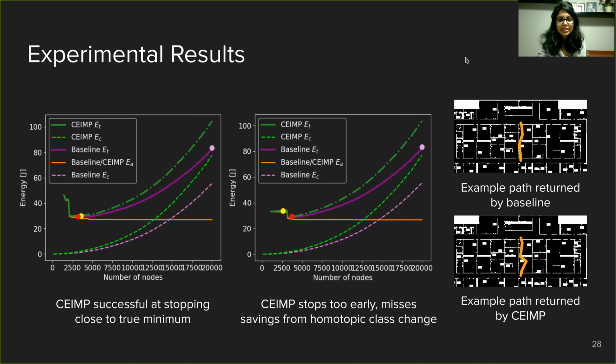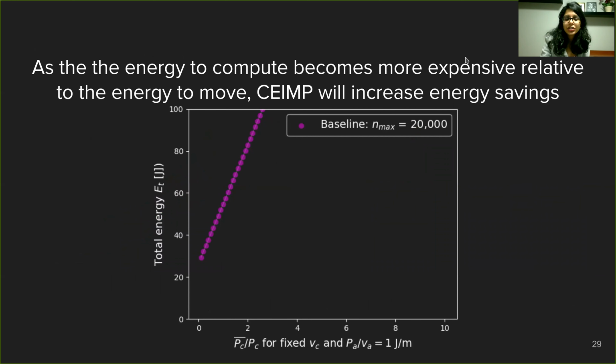In practice, what this means is that CEIMP is accepting a longer path than what is computed by the baseline in return for not having to spend so much computing energy to find that shorter path. In this plot, as you go from the left to the right, the energy to compute becomes more expensive relative to the energy to move.